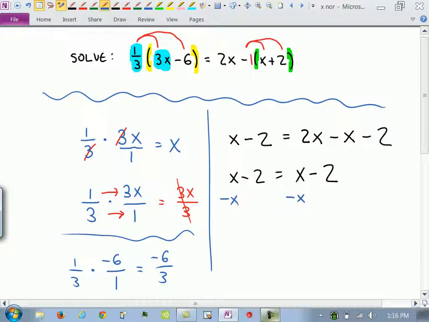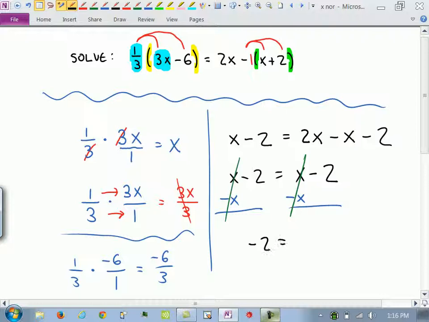Whatever I do to one side, I do to the other. But you notice what happens again? See it? The x's cancel, don't they? But this time, you don't say, oh okay, as soon as the x's cancel, no solution. You don't say that. You look at what's left. What's left?